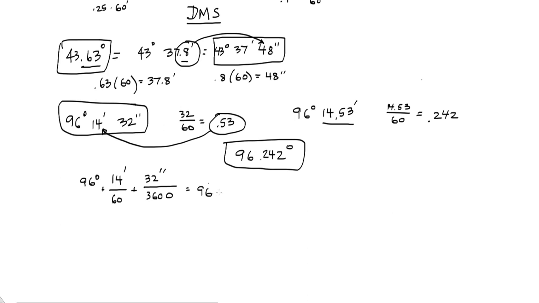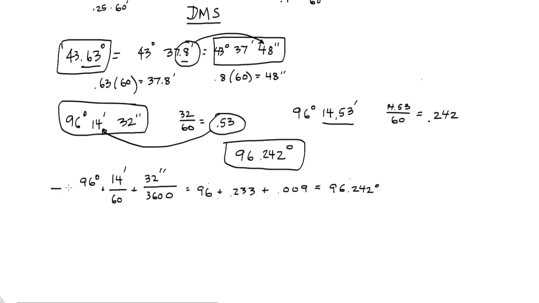You get 96 plus, if you divide 14 by 60, you get 0.233 repeating. So let's put 3 decimal places there. And if you divide 32 by 3,600, you get about 0.009. You actually get 0.008 repeating, but again, we'll round off. And when you add those together, guess what you get? 96.242. So either way is acceptable.